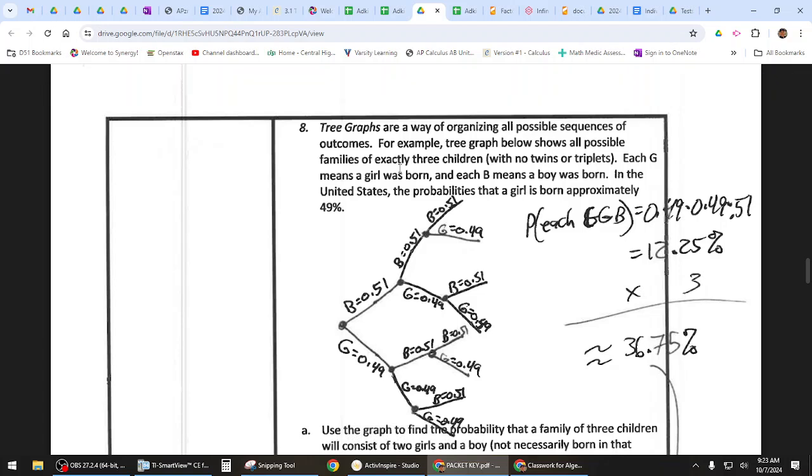Is having children independent of each other? Is the gender independent of the previous kid? That's really what I'm asking.